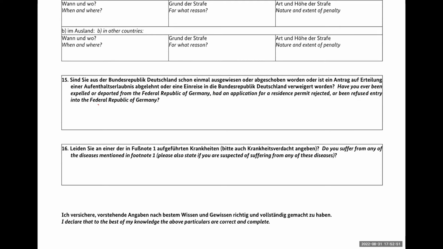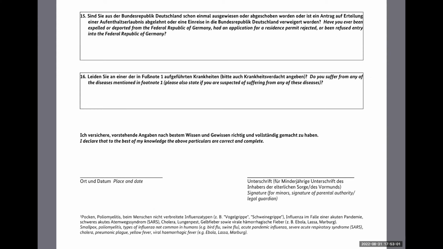And the second thing, please also state if you are suspected of suffering from any other disease. If you are suffering from any other disease, you need to mention here. After it, you need to sign here. You need to write here the date, place, and you need to sign there. So this is the way how you can fill the job seeker visa form.